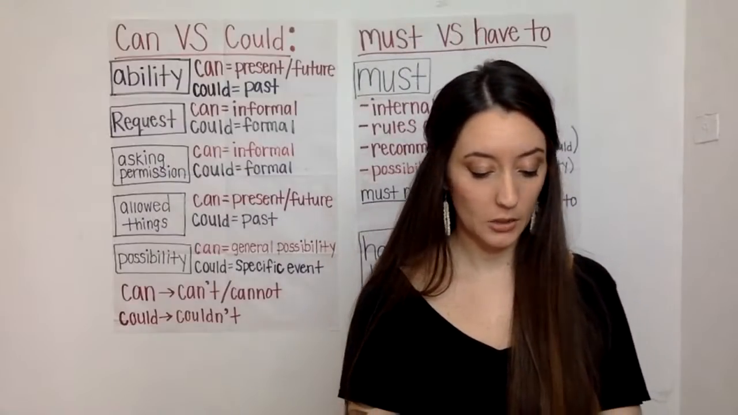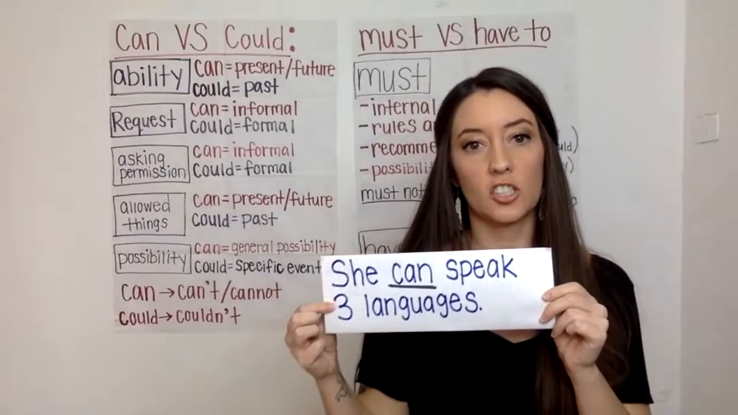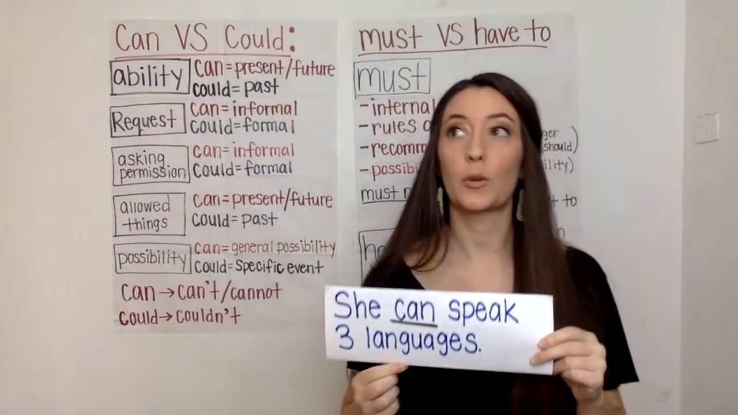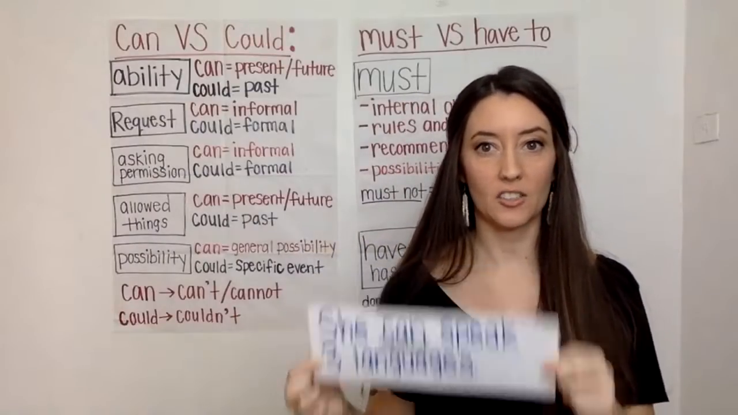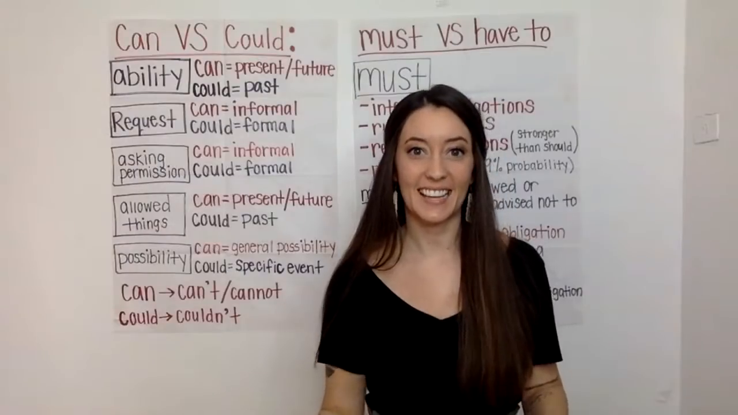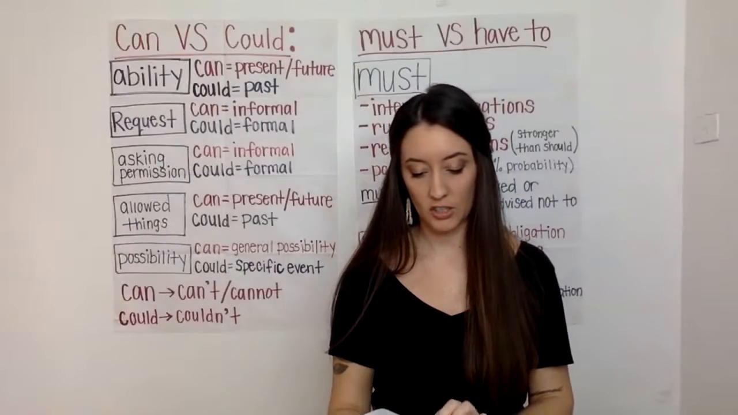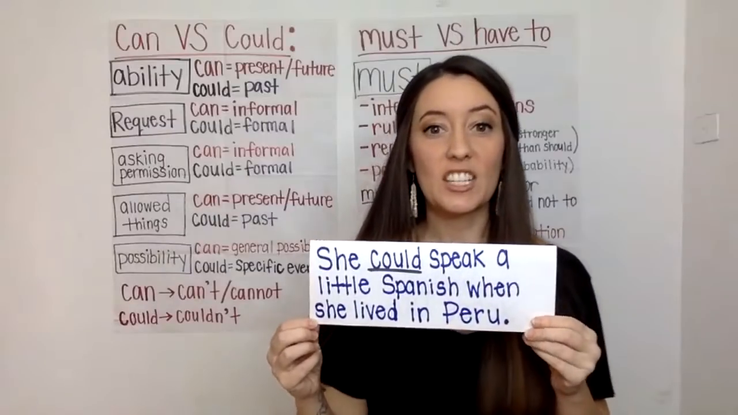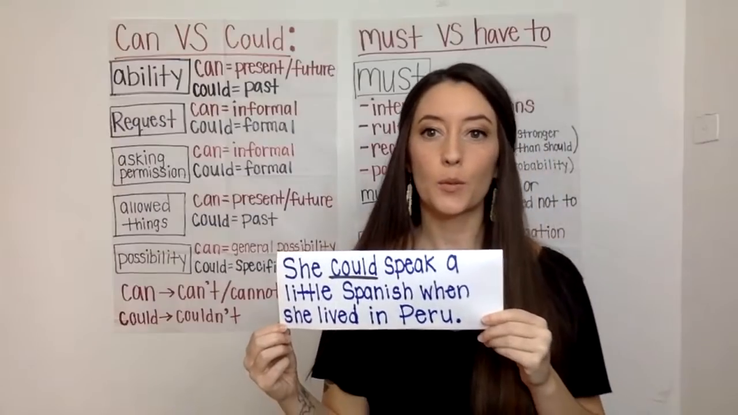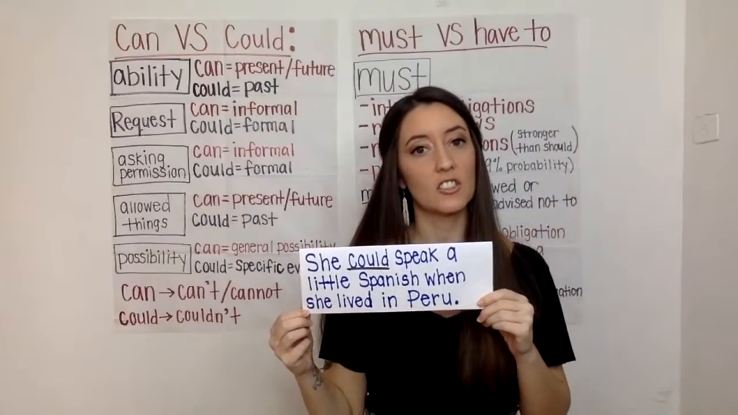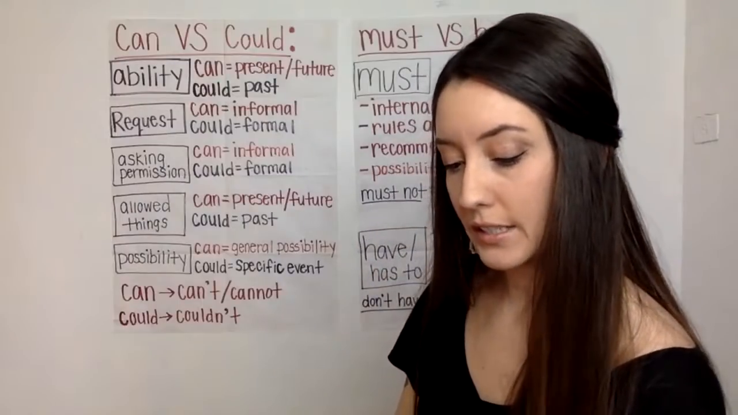And the same way to use, so if we look at our first example, maybe I can change "she can speak 3 languages" to "she can't speak Spanish." She can't speak Spanish. This is an ability that she doesn't have. That's how we make it negative. And for couldn't, I could change it to "when she lived in Peru, she couldn't speak Spanish." This is just the negative form of can and could.